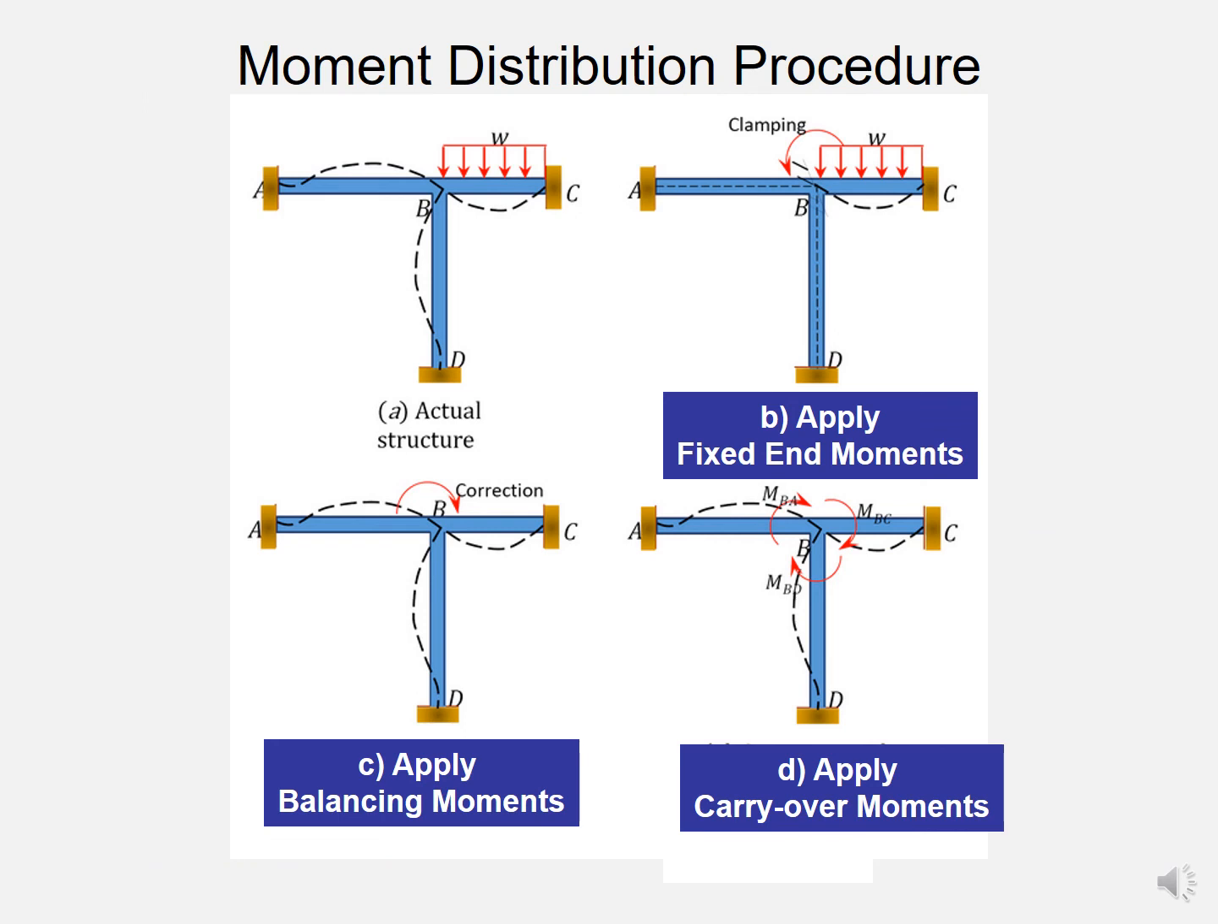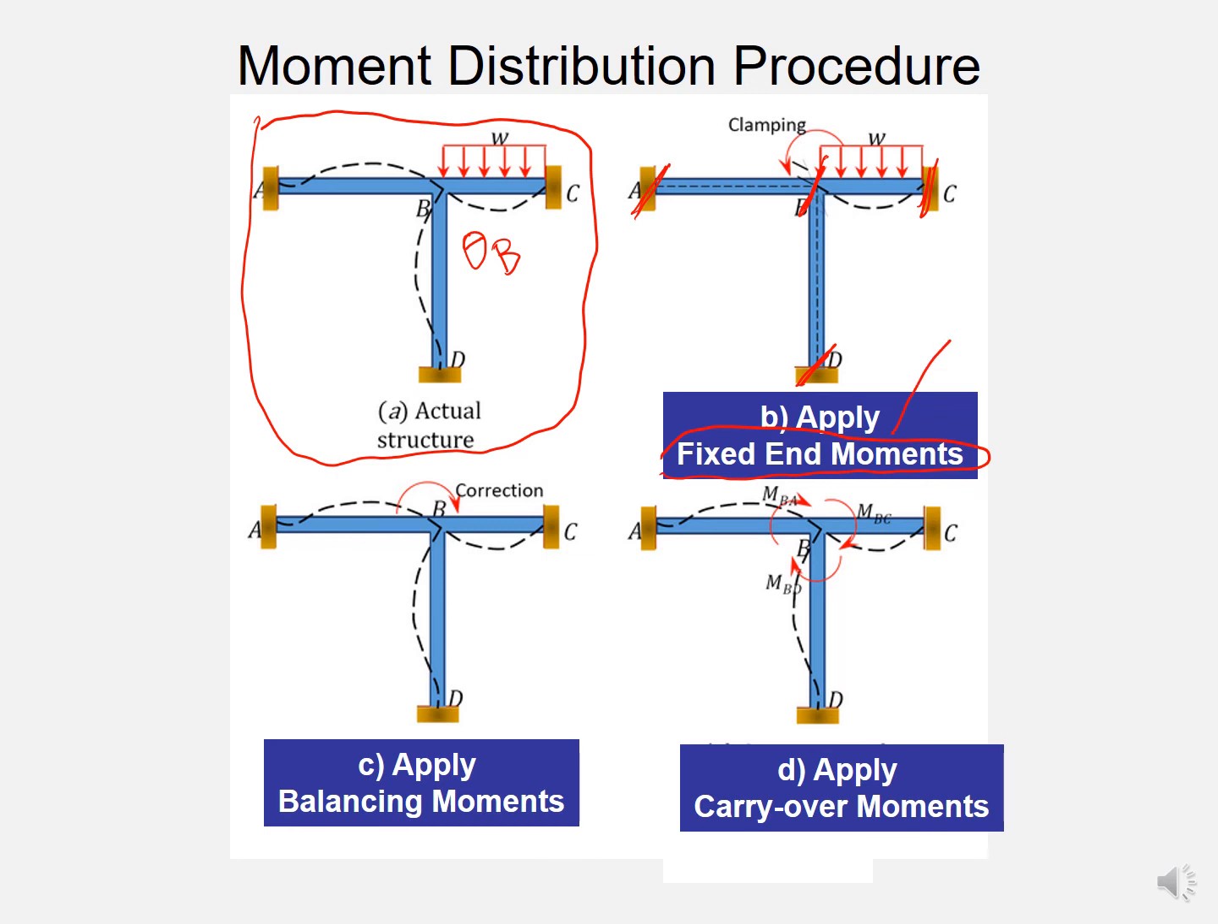The moment distribution procedure can be described by these figures. This is our actual structure, and in the actual structure, there is a uniform load, and as a result of this uniform load, there will be a rotation theta B. The first step in the moment distribution method is we fix all joints so that there will be no rotation at any joint. When you fix all joints, the fixed end moments will be developed.